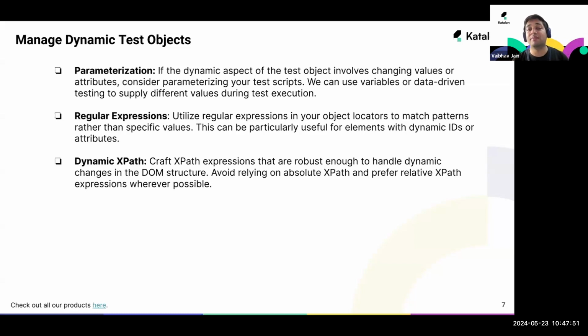And third one, we have the dynamic XPath. Katalon Recorder creates the XPath during the recording. If you want to handle the dynamic objects using a dynamic XPath, we can do that. I'll also show that with the help of custom keywords.